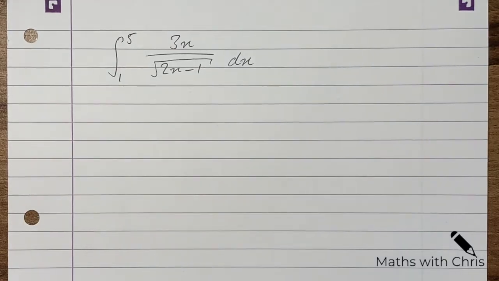In this video, I'm going to explain how we can integrate the function 3x over the square root of 2x minus 1 between 1 and 5. So this was actually a multiple choice question that I uploaded a few days ago, which you can see here.